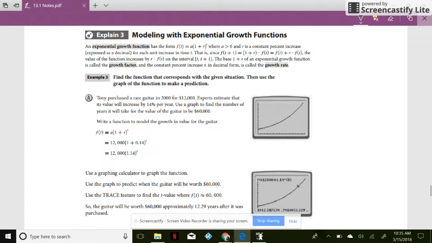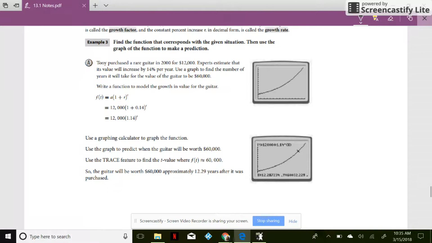We can do some modeling. So an exponential growth function has the form f of t is equal to a times 1 plus r to the t, where a is greater than 0, and r is a constant percent increase expressed as a decimal for each unit in time. Most of this is just going to be calculator work, plugging it in and finding the missing pieces.